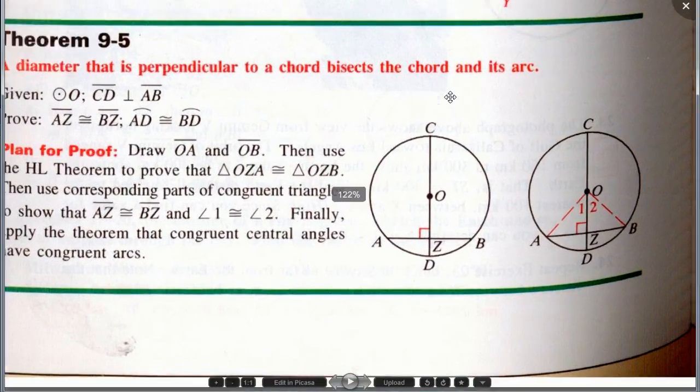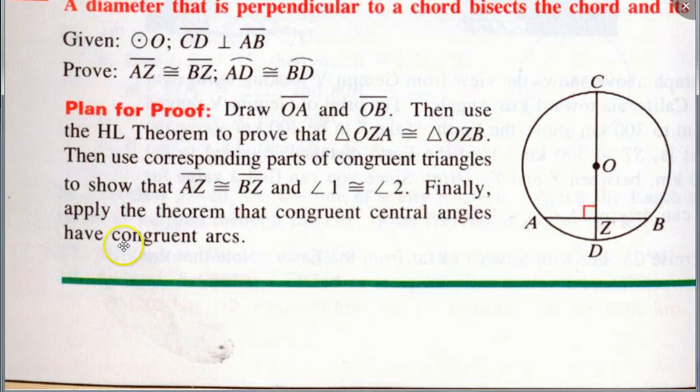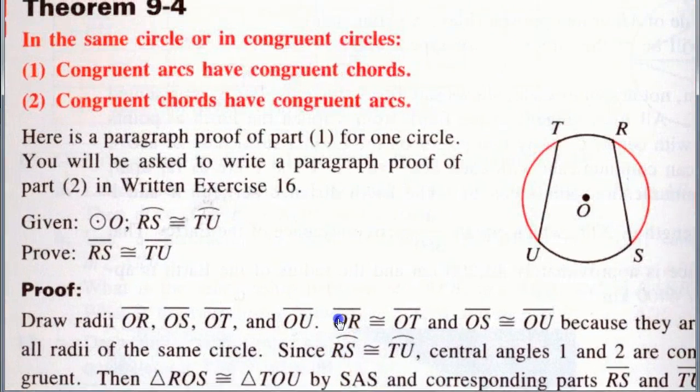But does anybody remember this theorem from the previous section? That the congruent central angles have congruent arcs? We could have used that, okay, but not the one before. I thought the same thing. I was like, couldn't we use the one before?